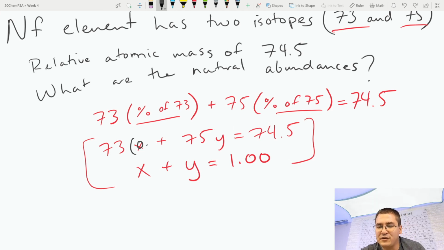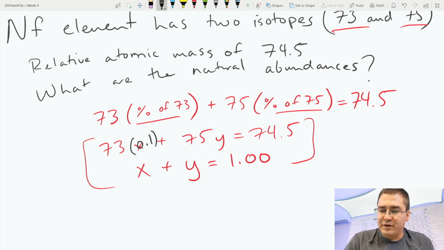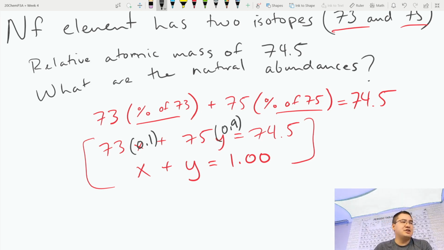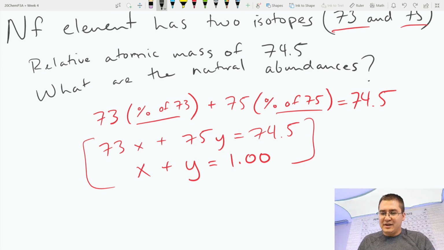If you try something like 0.1, then y has to be 0.9. And you could check and see if it comes out to 74.5. Again, x and y have to add up to 1. So you can't cheat and use 70% of one and 70% of another, right? That's more than 100%. Or solving it algebraically, I think this is what you're used to.